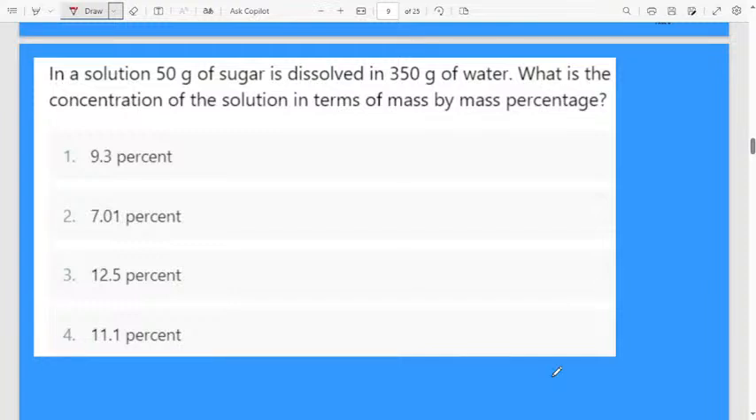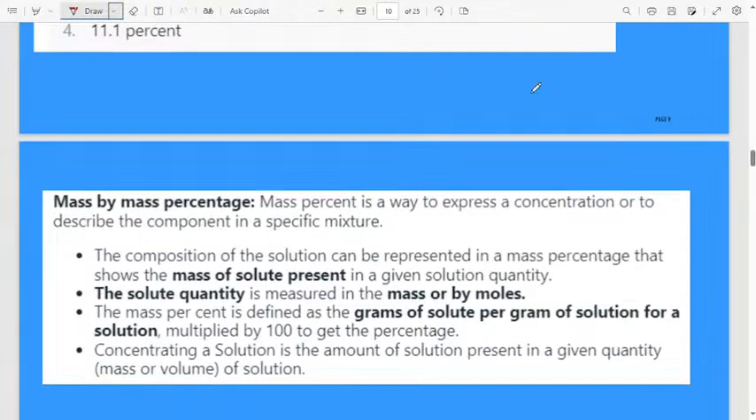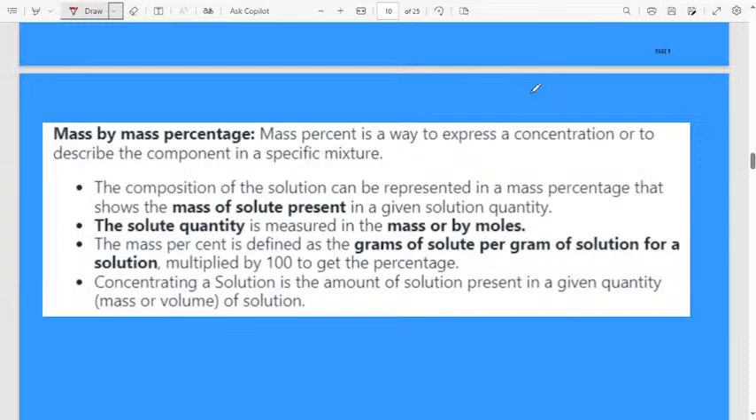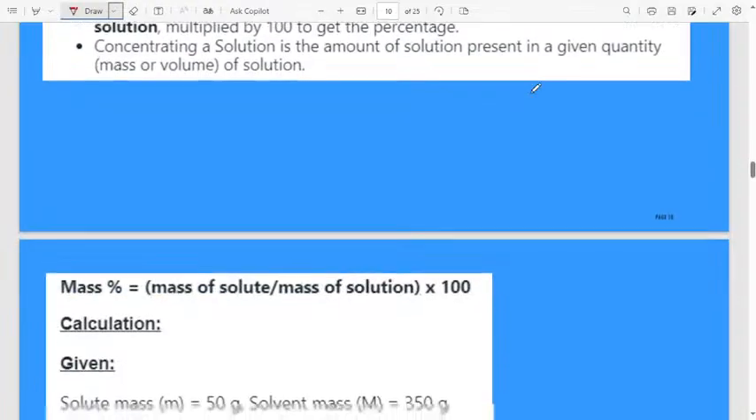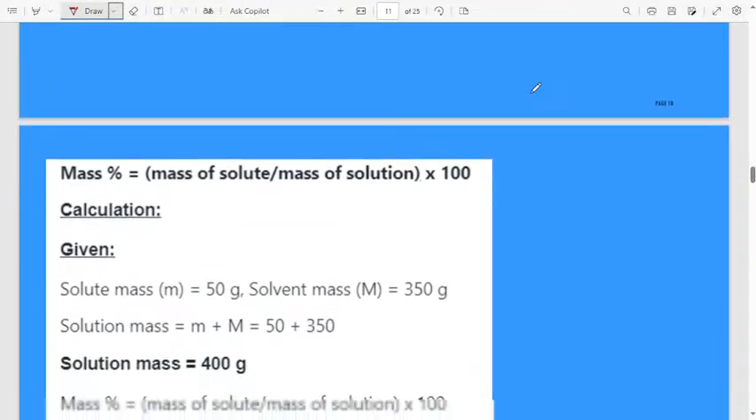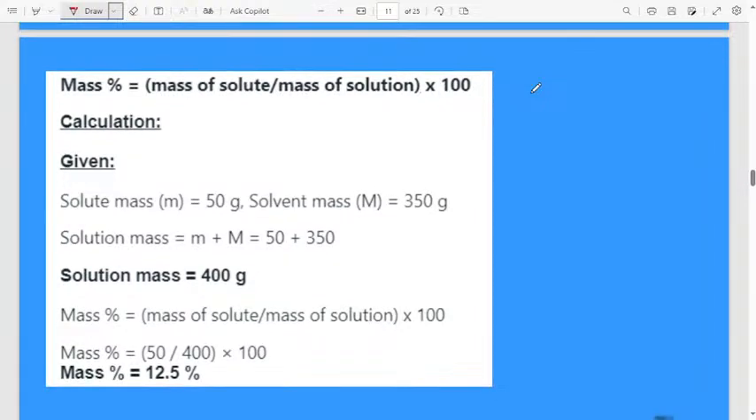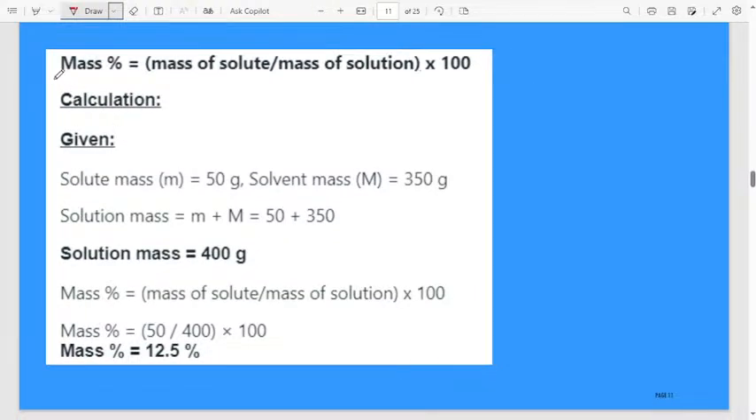Next question. In a solution, 50 gram of sugar is dissolved in 350 gram of water. What is the concentration of the solution in terms of mass by mass percentage? Here they are asking a problem on mass by mass percentage. Everyone, remember the formula, it will be easy for you. I included the theory part also, but it is easy.